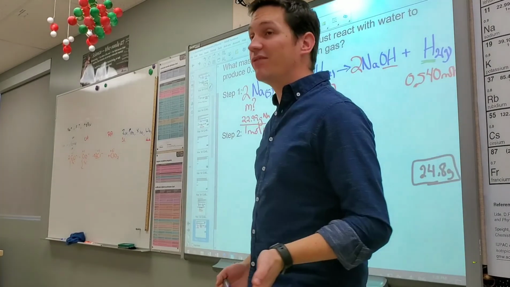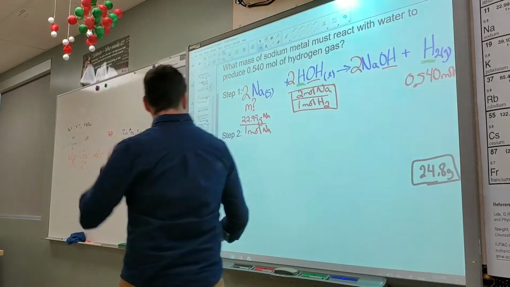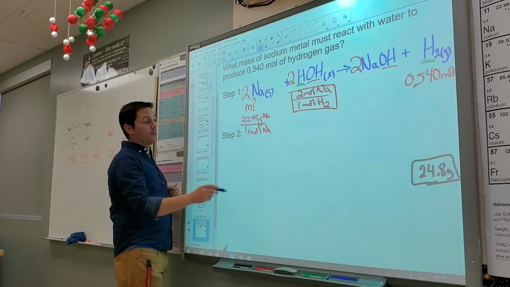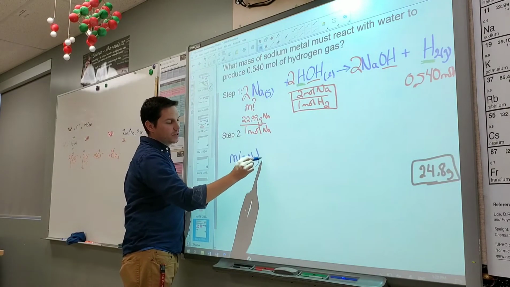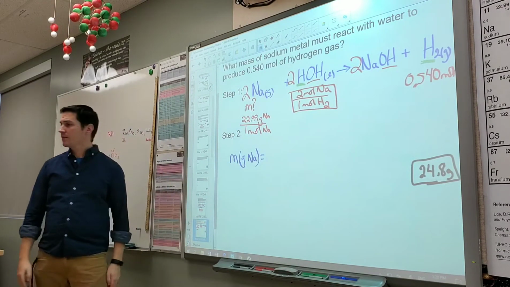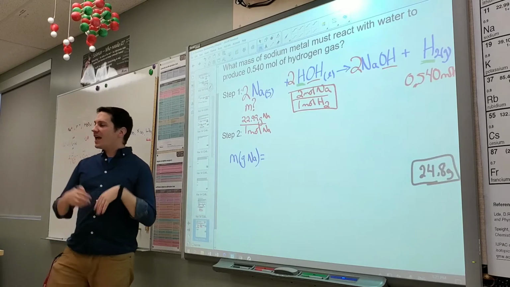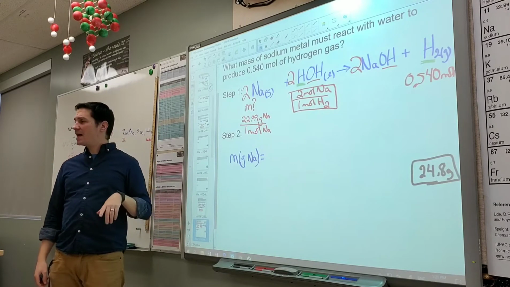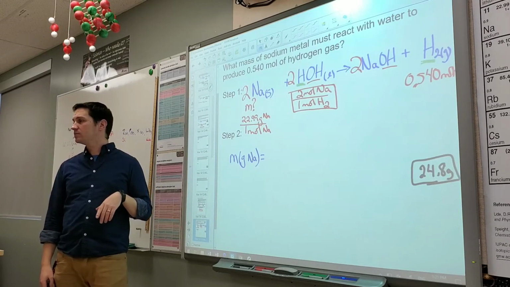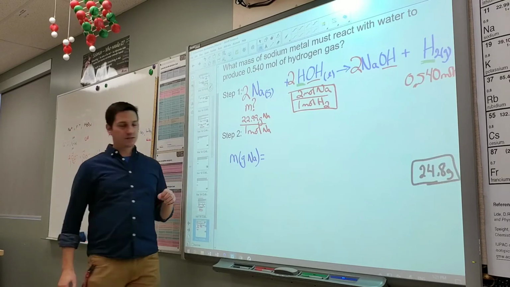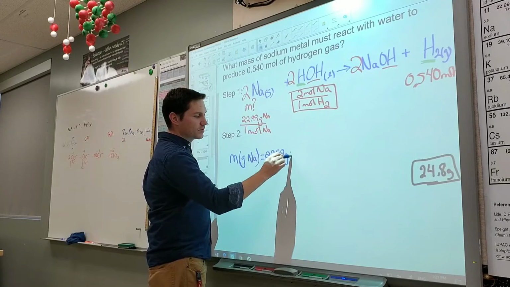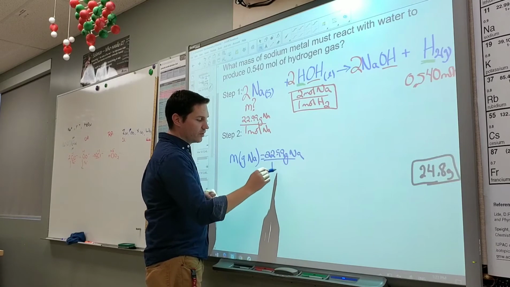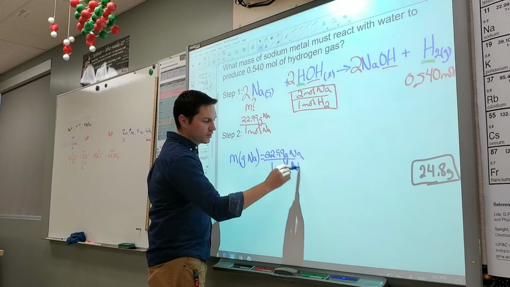What are we looking for? We're looking for the mass measured in grams of sodium. Is there anywhere in here that has mass in grams of sodium? The molar mass. 22.99 grams of sodium for every 1 mole of sodium.